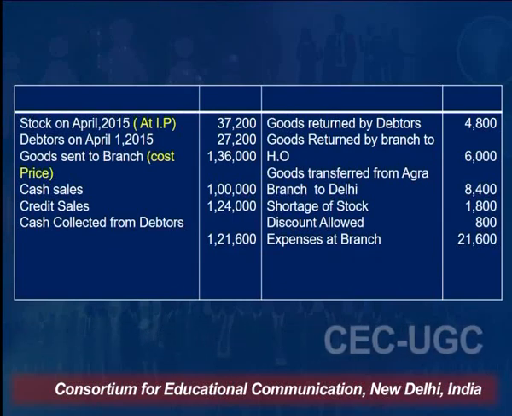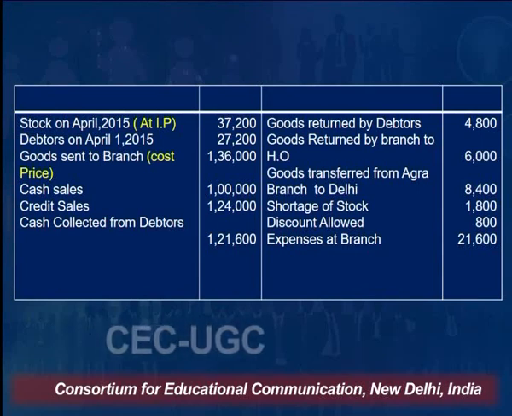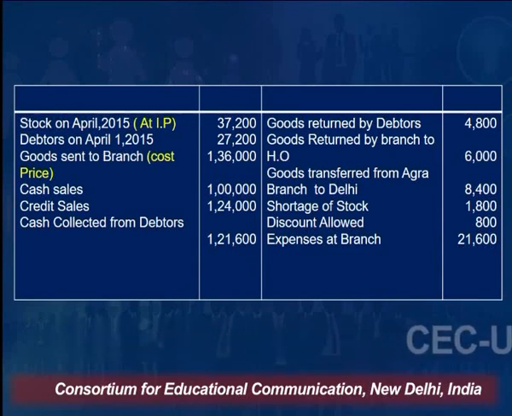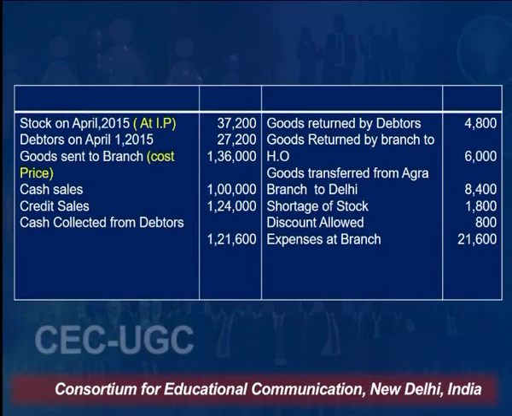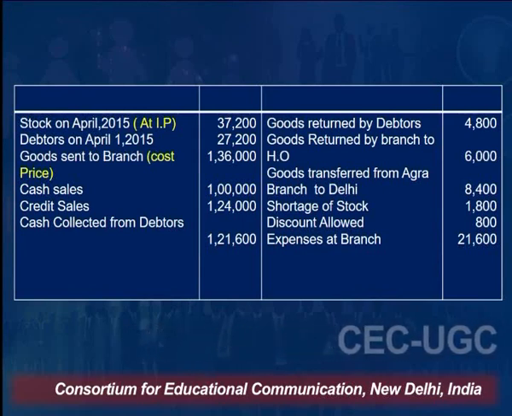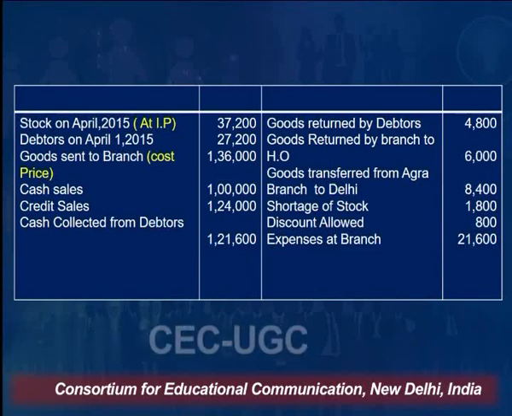As you can see, only the opening stock is appearing at the invoice price, that is 37,200. But the other item, goods sent to the branch, is appearing at cost price, and this is 1,36,000. Before attempting the question, we need to modify all the items pertaining to goods. See whether the opening stock is appearing at invoice price. It is. Goods sent to the branch is appearing at the cost price. This we need to convert to the invoice price.